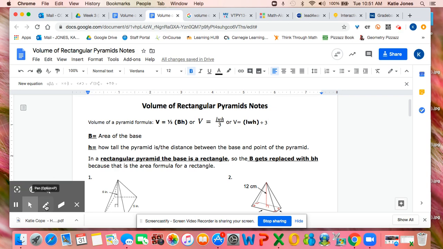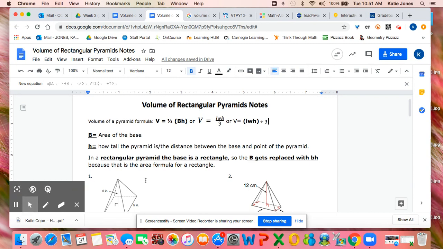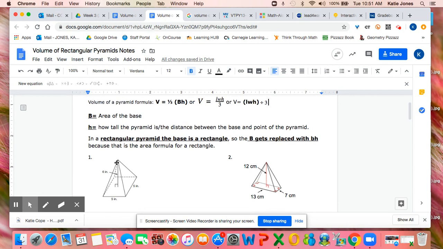Alright guys, so today we are going to learn about volume of rectangular pyramids. We just spent 2 weeks going over prisms and now we're shifting gears. We're still solving for volume, but a pyramid is a little bit different of a shape. If you look at some of the examples, instead of it having two bases that are parallel from each other, it has one base that's parallel from a point.